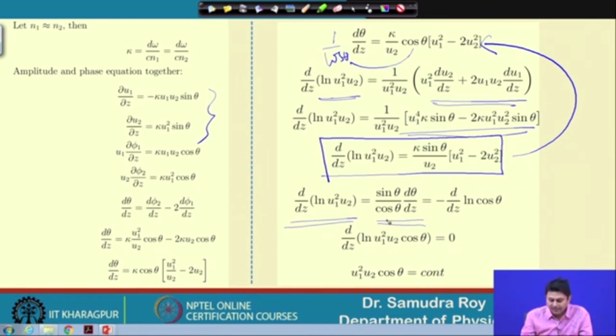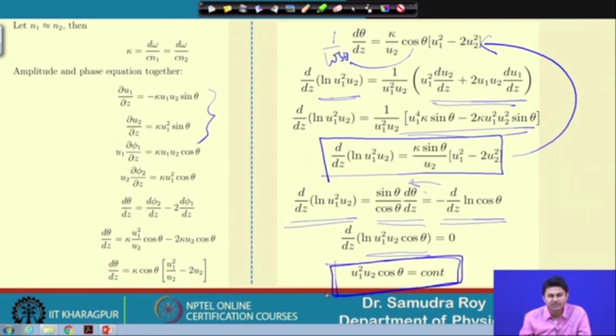These two quantities can again be represented as a log. So, minus d/dz of ln cos theta should be equal to this quantity. If you look carefully, you can readily understand what is going on. Now, if I combine these two, the very important expression that will come is d/dz of ln(u1 squared u2 cos theta) is equal to 0. That means u1 squared u2 cos theta is equal to a constant.